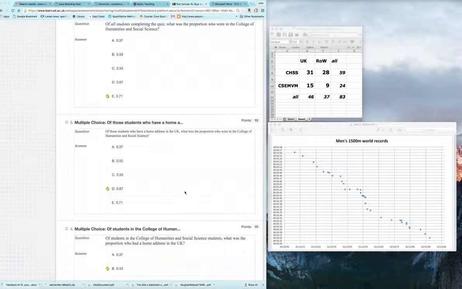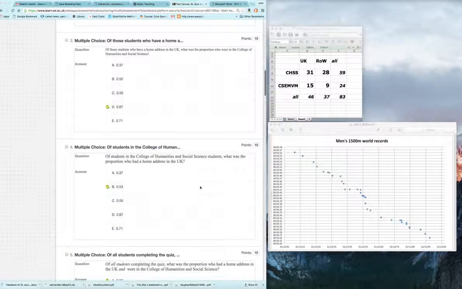Of students who have a home address in the UK, in other words, we're looking at this column here, just the students who've got a home address in the UK, what was the proportion who were in the College of Humanities and Social Science? That's 31 out of 46, which comes out at 0.67. Then that's, if you like, the column percentage for that cell.